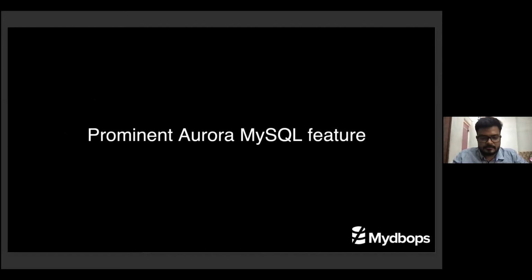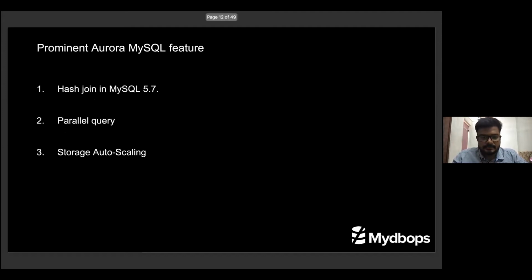Prominent features in Aurora MySQL. When compared to normal MySQL and Aurora, hash join is enabled only in 8.0, but even in Aurora 5.7, hash join is enabled on its own. Then parallel query is one of the main features for analytical query purposes. Then as mentioned, storage auto scaling: when your disk is needed, it will be auto extended and it will be released back as well.